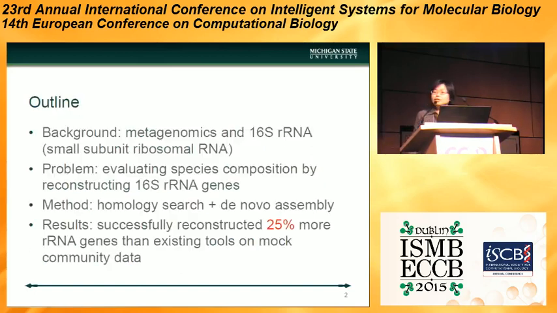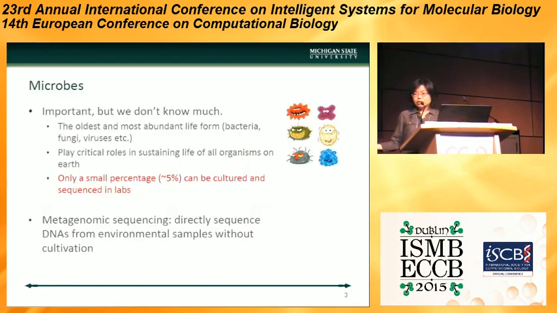Here is the outline. So first, I will give you a very brief background about metagenomics and 16S ribosome RNA. After that, I will explain how we reconstruct 16S ribosome RNA genes from metagenomic data. And finally, I will present the results. In short, our tool can recover about 25% more ribosome RNA genes than the next best tool.